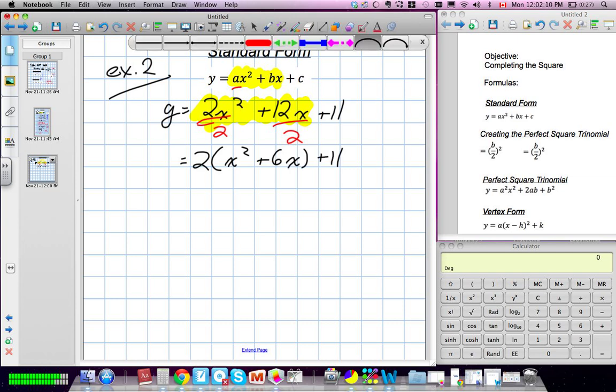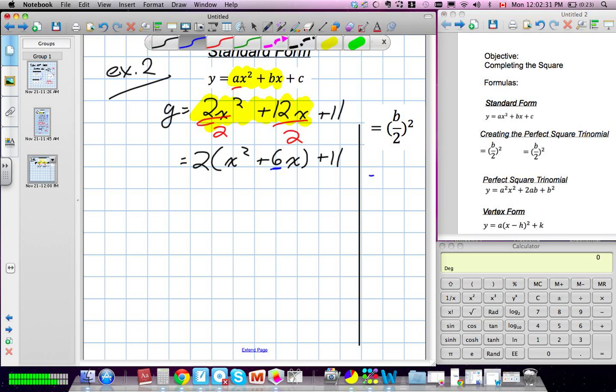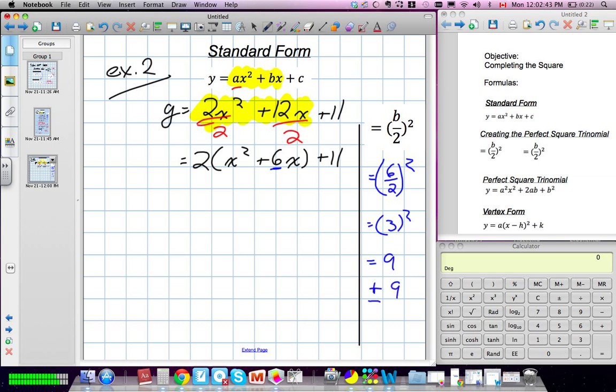We now have a new b value. Our new b value is that number 6. This is where we use our equation for creating the perfect square trinomial. We take our b, which is 6, divided by 2, squared. 6 divided by 2 is 3. Squared is 9. So we need to add and subtract the number 9 inside those brackets.